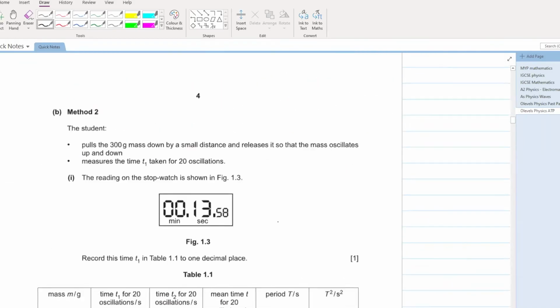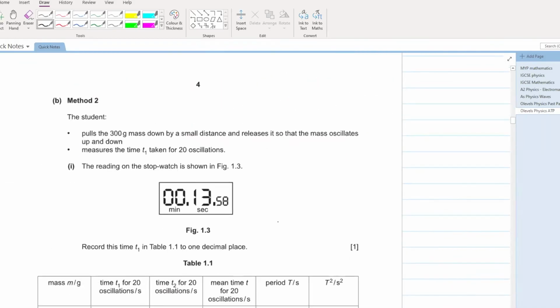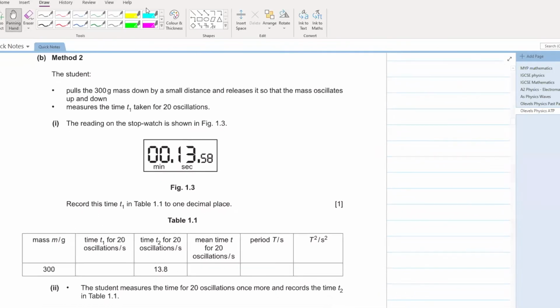Let's move ahead. Okay, student two. The other student is using a different method to calculate the value of K. Pulls the 30 gram mass down by a small distance and releases it so that the mass oscillates up and down. So what method is the second student using?